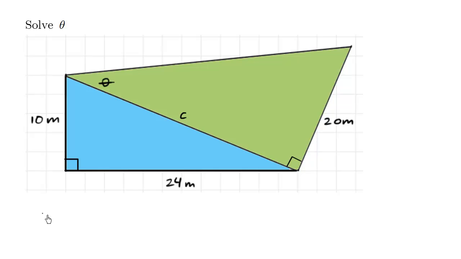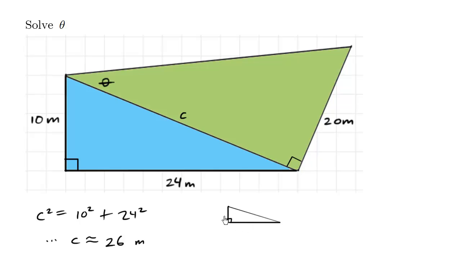We'll say that C squared equals some side squared here plus the other side squared. And you can work it out. C is going to be approximately equal to 26 meters.